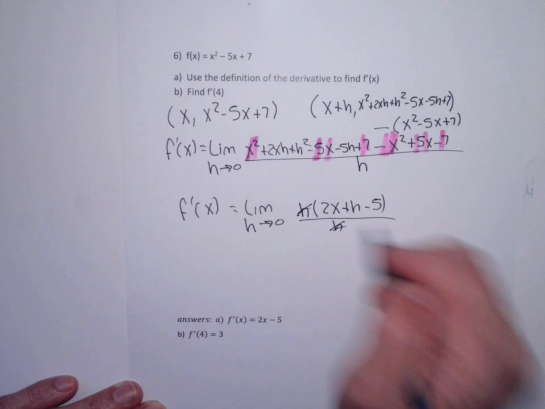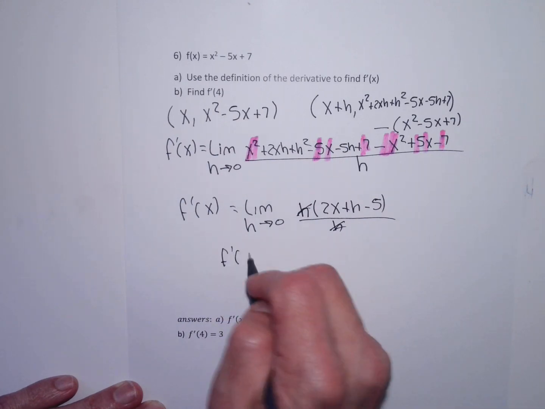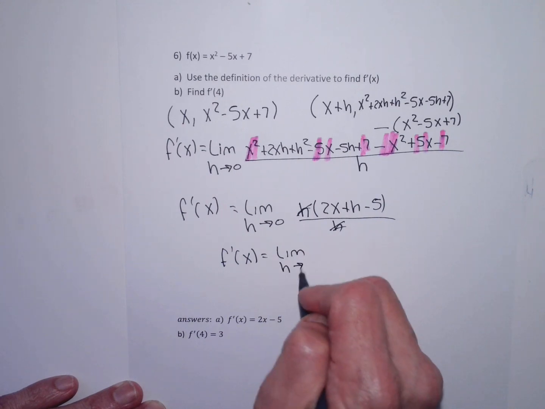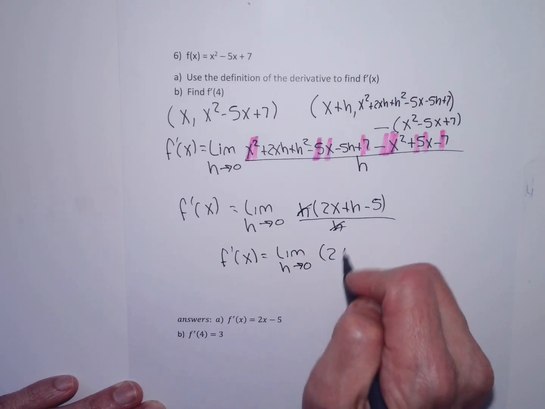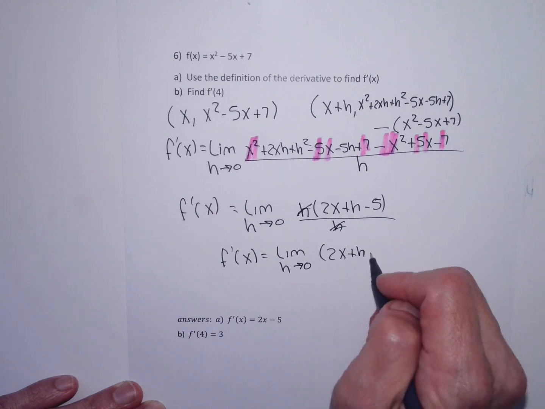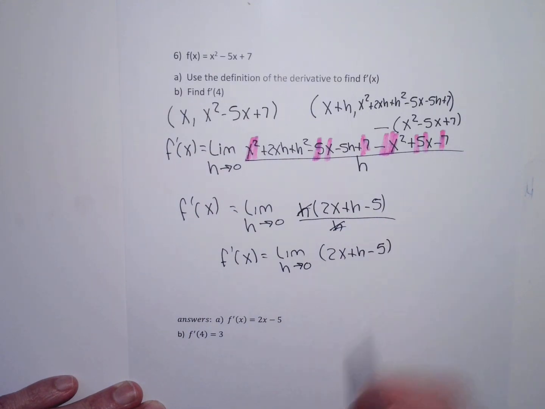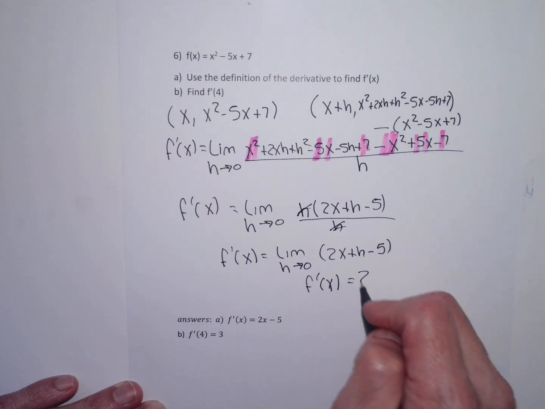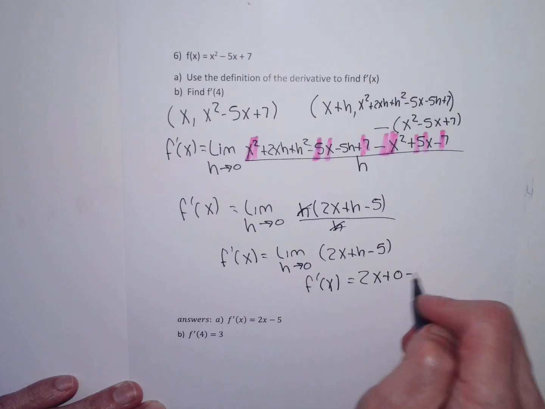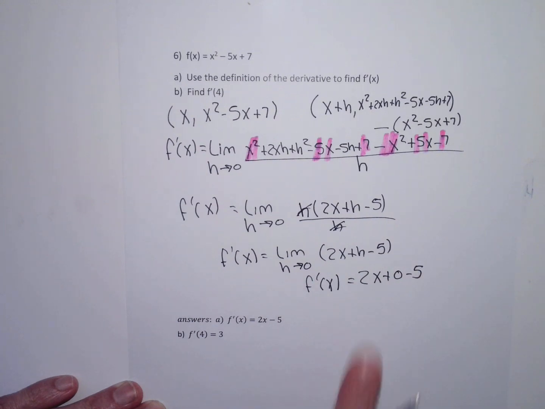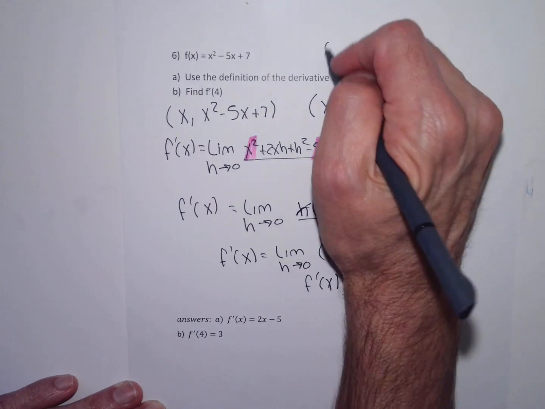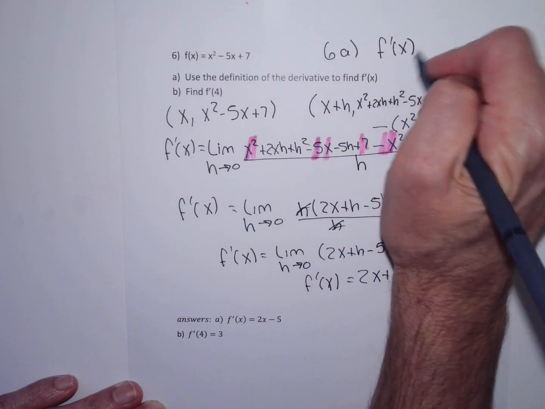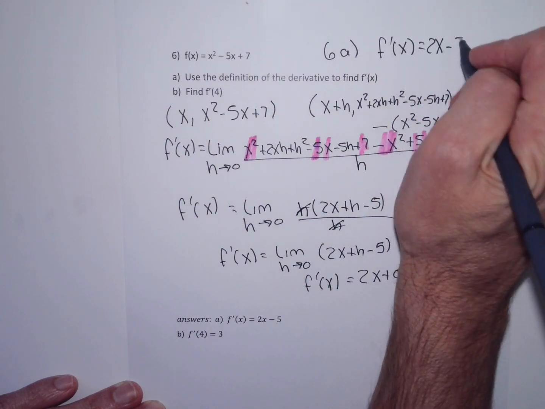I'm going to cancel out the h's and get the derivative, which is the formula to find the instantaneous rate of change, which is the formula to find the slope of the tangent line, is the limit as h goes to 0 of 2x plus h minus 5. When I plug in 0 for h, I stop writing the word limit. My answer to part A is just going to be 2x minus 5. So for 6a, the derivative, f prime of x, is 2x minus 5.